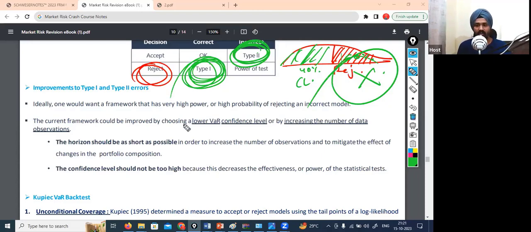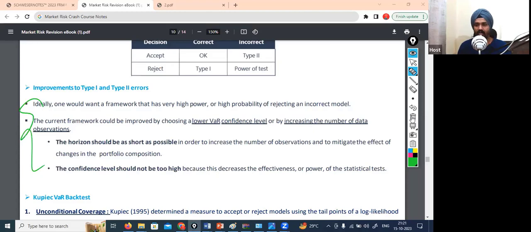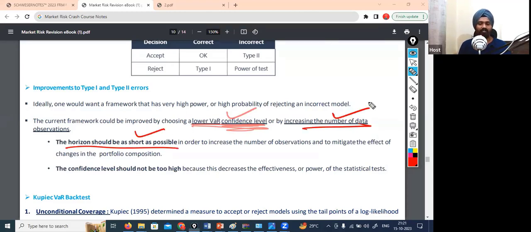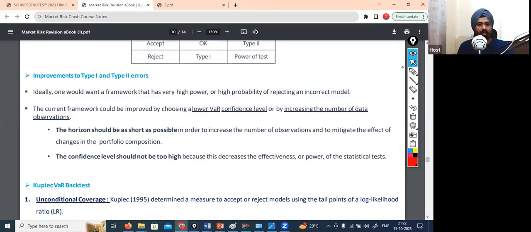Understanding? So this is critical. Try to understand it. So what is needed? Have a low confidence level, and the horizon should be as short as possible. Increase the number of data. Those are the few things you just need to understand for the exam.